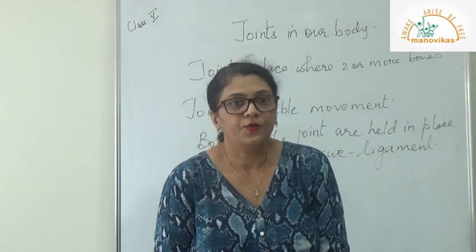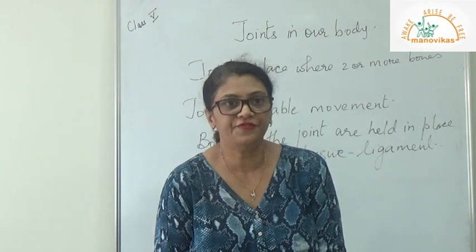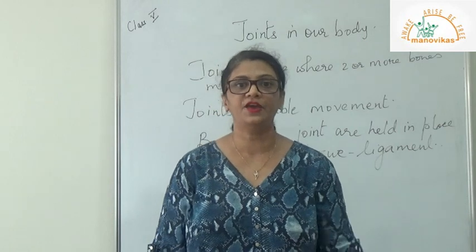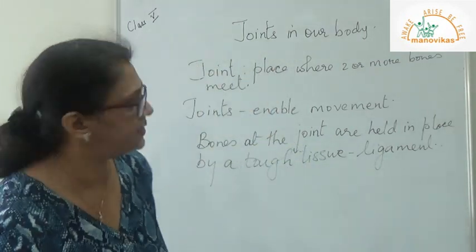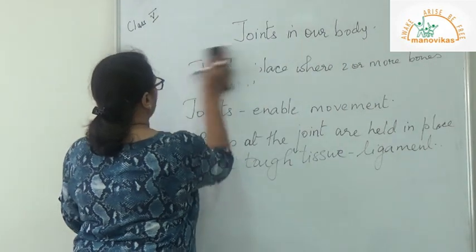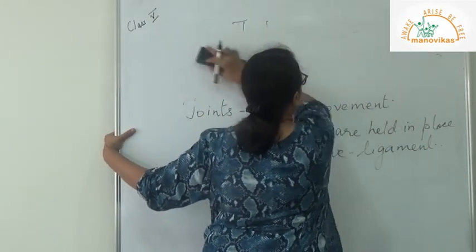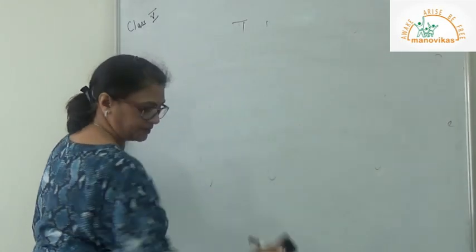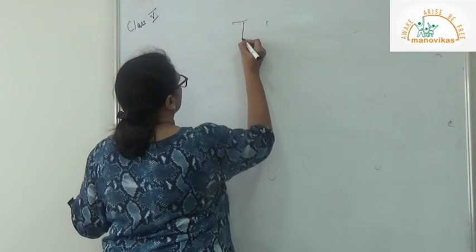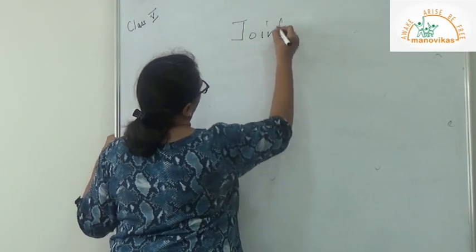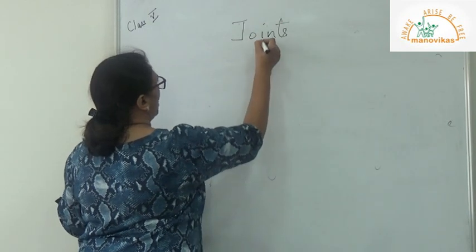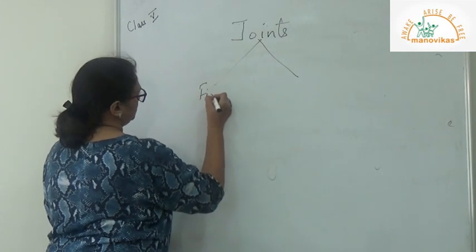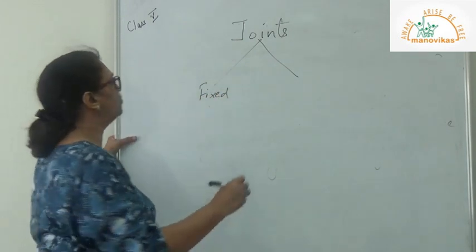Now, today we are going to learn about the different joints in our body. You already know where you have joints in the body. Now let us see the different kinds of joints. Joints are of two types: fixed and movable.